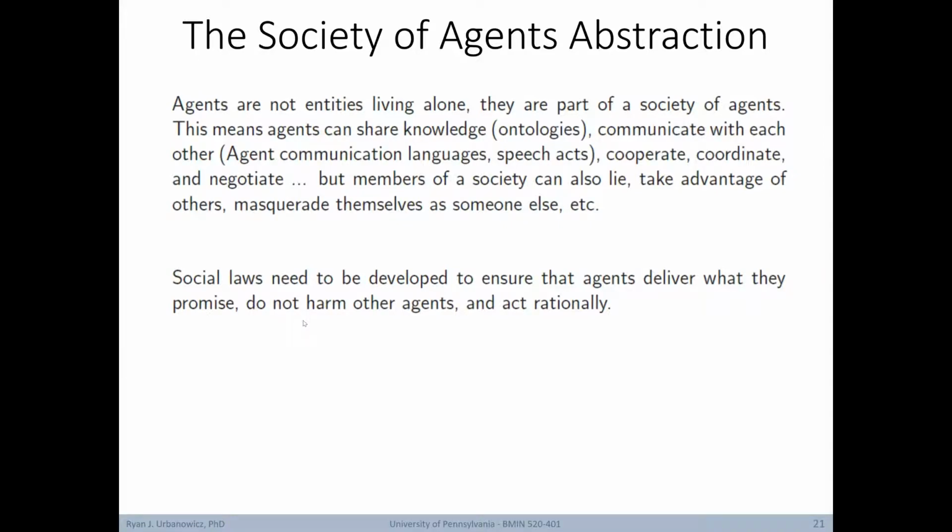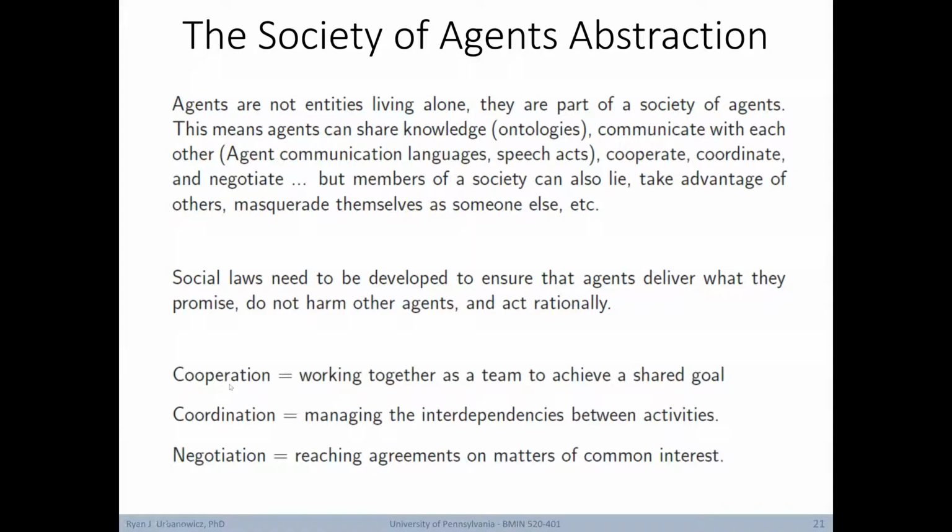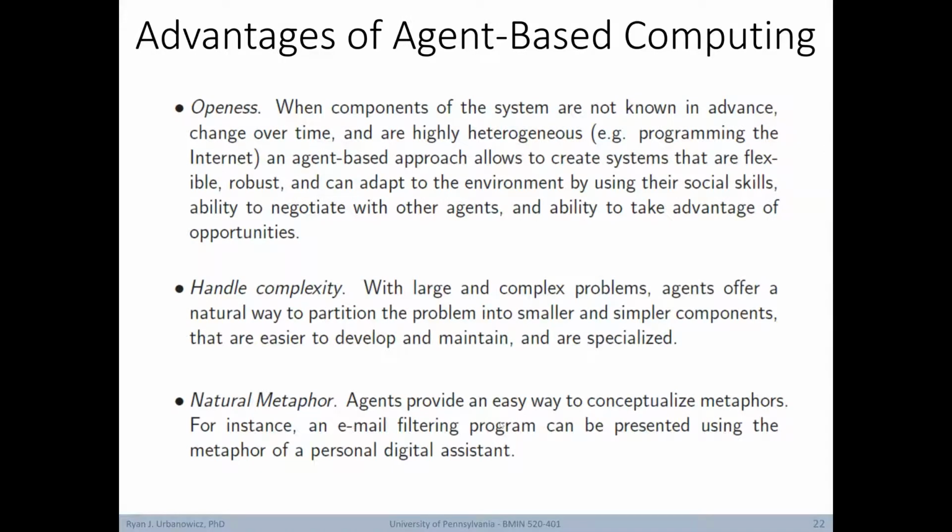Here, cooperation can be thought of as working together as a team to achieve a shared goal. Coordination is managing the interdependencies between activities, and negotiation is reaching agreements on matters of common interest. These abstractions should illustrate just how flexible agent-based computing can be and allow us to solve all sorts of simple and complex problems. Some of the specific advantages of agent-based computing include openness.